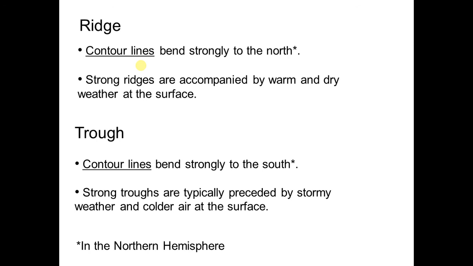So if the Bay Area has a heat wave, it usually has to last at least a few days. Say we have a few days where the temperatures in San Jose are near 100, 105 plus Fahrenheit. There's probably a strong ridge over us, over the West Coast. Whereas in troughs in the northern hemisphere, the contour lines bend strongly to the south. They look like U's. Strong troughs are typically preceded by stormy weather and colder air.